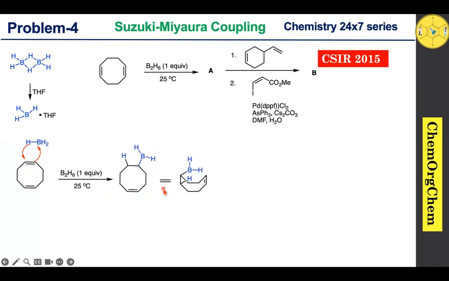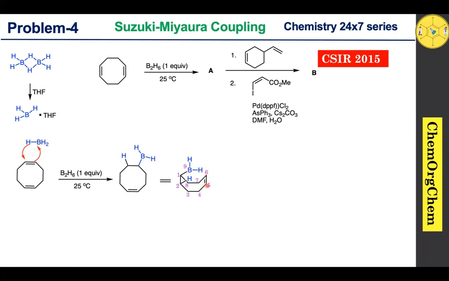For our convenience, we can redraw this intermediate like that. Now you see this borane contains two hydrogen atoms. So definitely this could undergo one more hydroboration reaction with this alkene. This reaction now occurs intramolecularly, and most importantly it occurs in a regioselective manner, which means that hydrogen adds to exactly the sixth carbon, and boron adds to the fifth carbon.